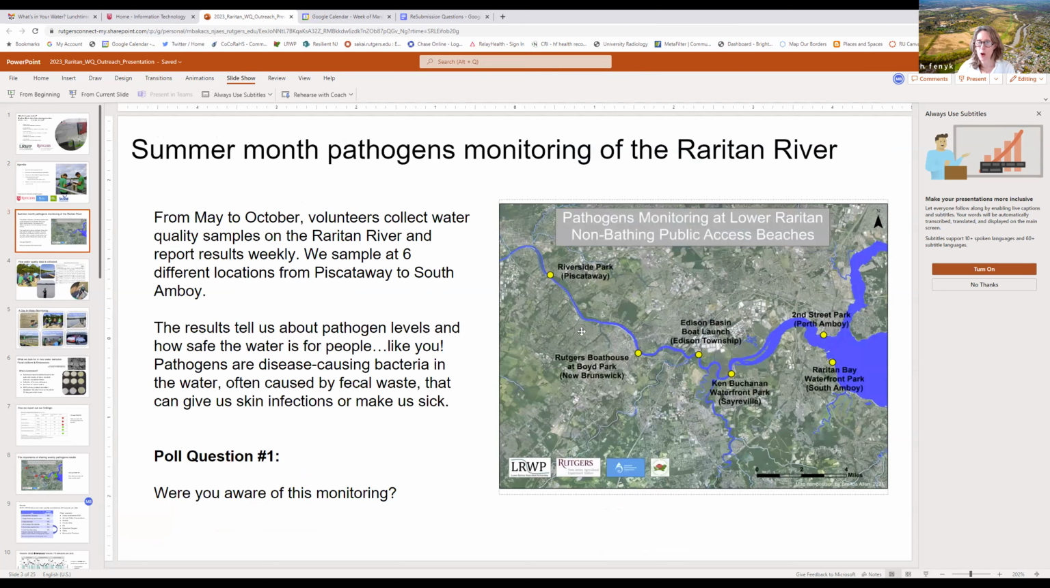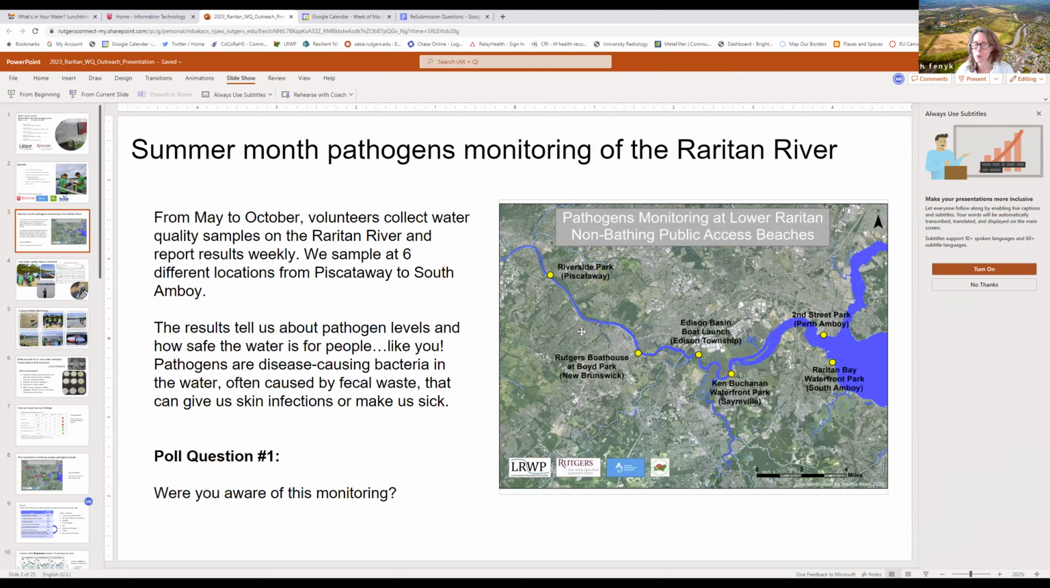Okay, so our program is organized during the summer months. Those are the warm periods of time when you're most likely to see people out on the water, canoeing, kayaking, fishing, jet skiing, allowing their dogs to run in the water, in some cases swimming. And we monitor at 6 different non-bathing public access beach sites along the tidal portion of the Raritan River.